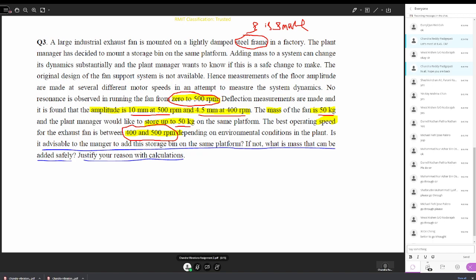Guys, I'll use the camera because if I start writing, then it will take a long time.